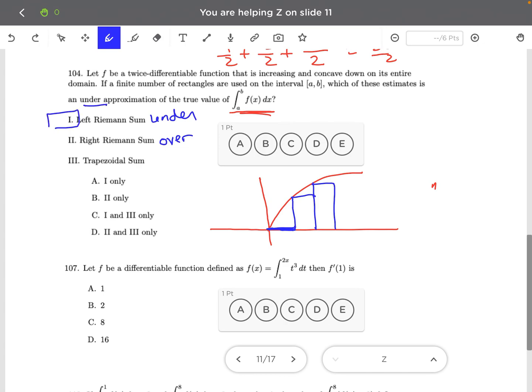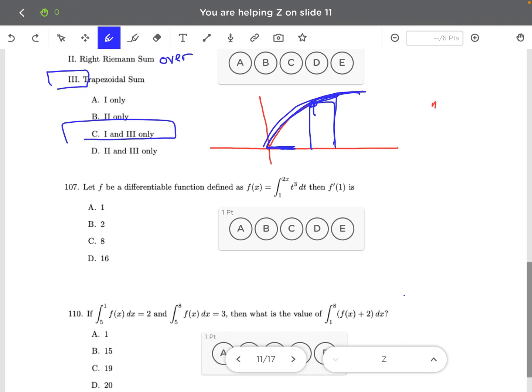We want the underestimate. And the last one is a trapezoid. Okay, sometimes the trapezoid is a little bit hard to see. Okay, but you can picture it. So the trapezoidal is also an underestimate, but also sometimes it's hard to tell. Concave down graphs, trapezoidal is an underestimate. So both of these are underestimates, so it would be C.